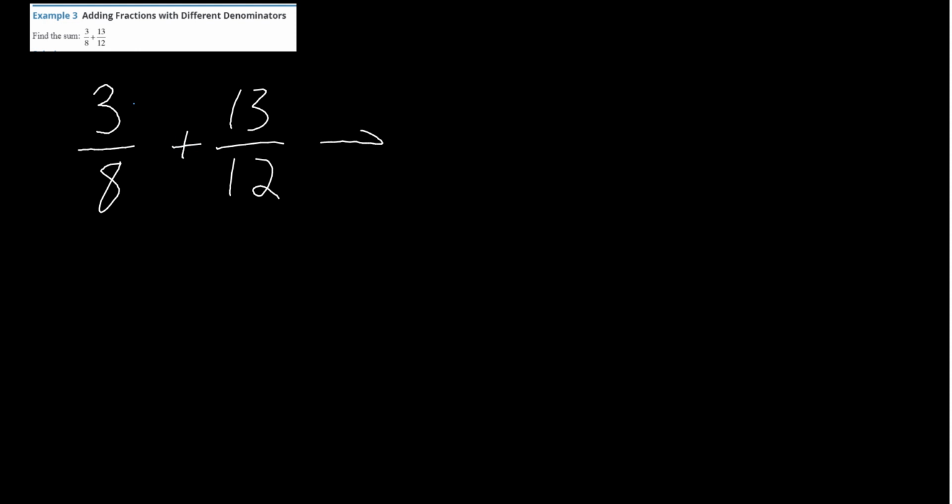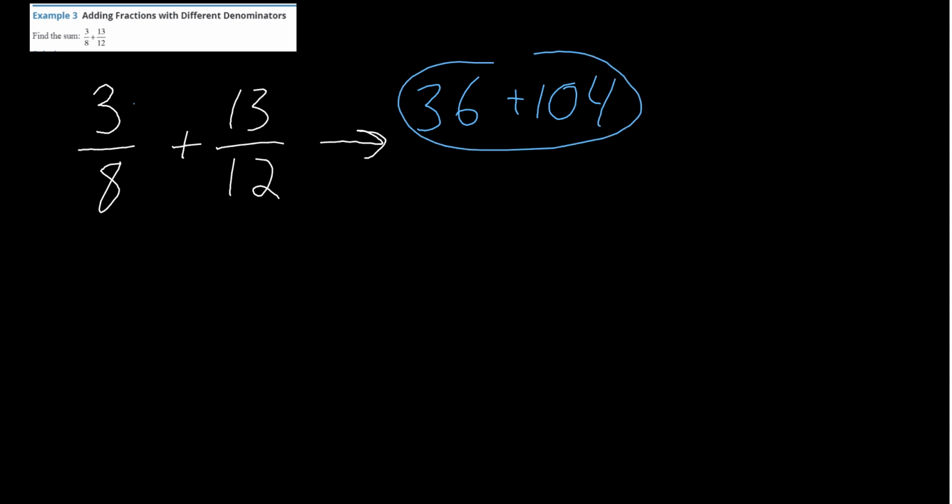Put the arrow there. 36. Okay, and then what is 8 times 13? Well, that is going to be 104. So plus 104. Okay, so all I did was I said 3 times 12 and 13 times 8, and then I added those in my numerator. My denominator is just simply going to be 8 times 12. Okay, what's 8 times 12? 8 times 10 is 80. And then times 2 is 16, so it'll be 96.